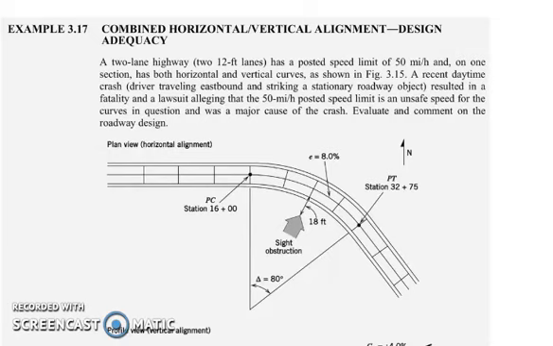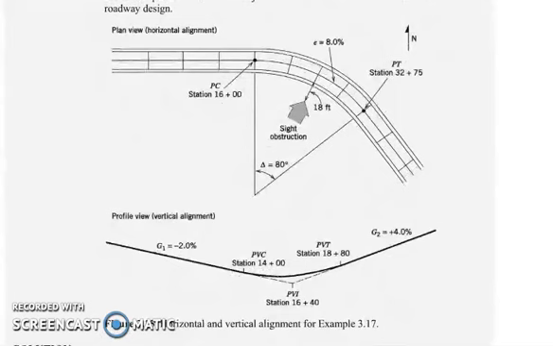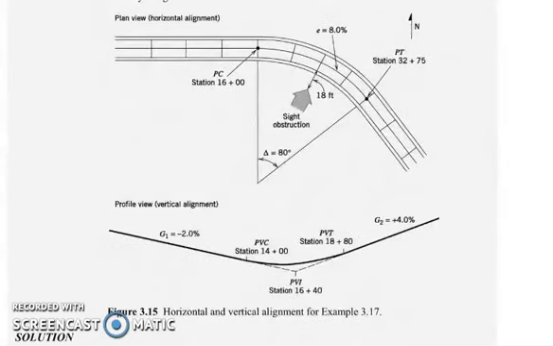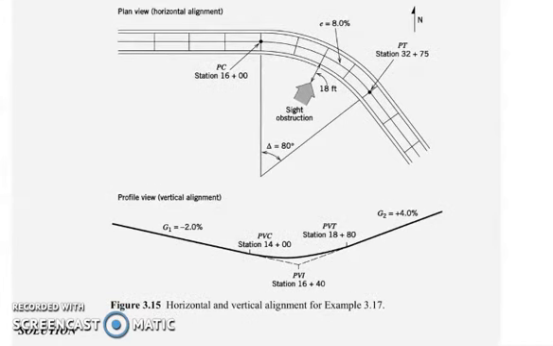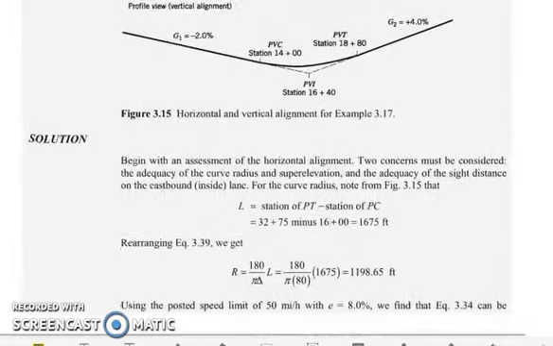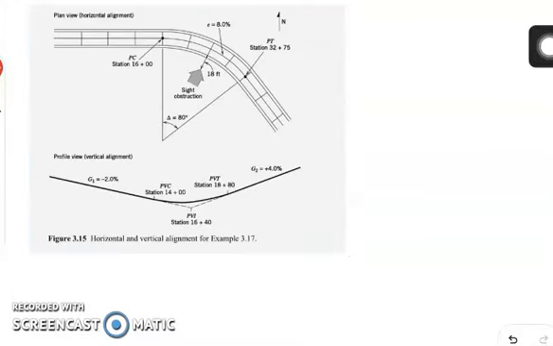For this one, we have the illustration. We have the plan view for the horizontal alignment, and we also have the profile view for our vertical alignment. Of course, we have the parameters represented by variables present in our horizontal alignment and vertical alignment. For our vertical alignment, this is a sag vertical curve. For this problem, we have to compute the value for the length of the curve, denoted by L.